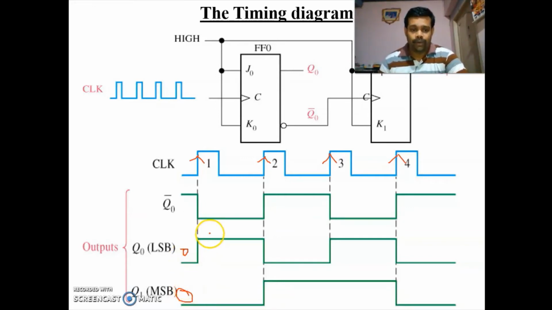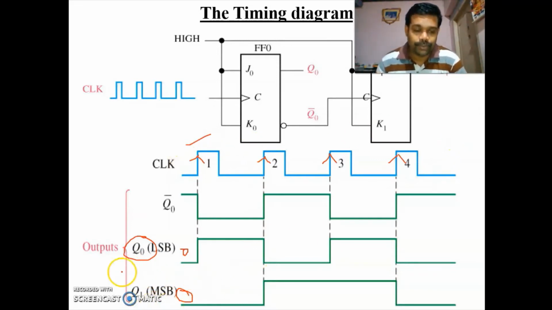Okay. Now please listen. During the first clock edge, this is Q naught. It will change its state during every clock pulse because it is directly connected to the clock. So during the first clock pulse, it is changing from 0 to 1. During the next positive edge, it is changing to 0. Again changing to positive, again changing to negative. So Q naught will change its state during every positive edge.